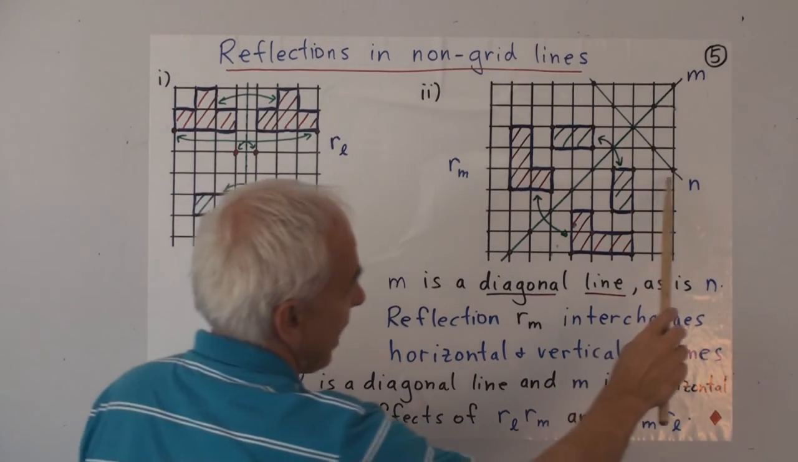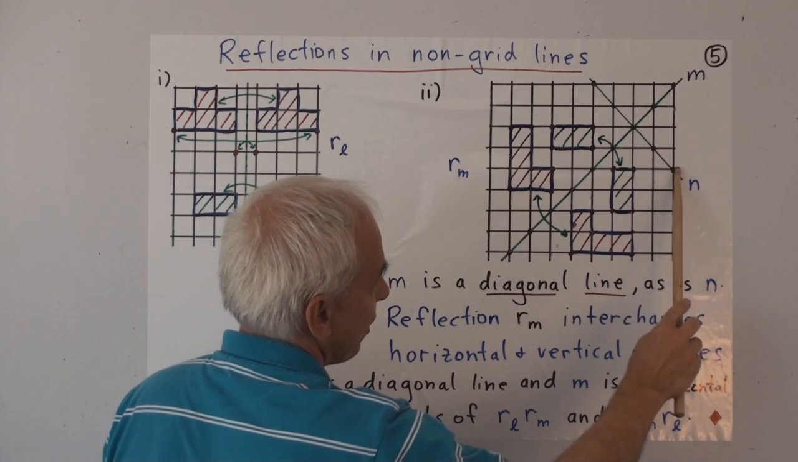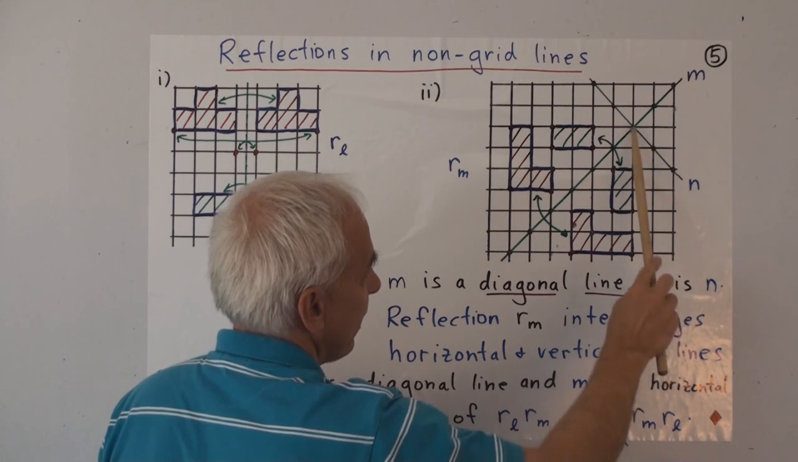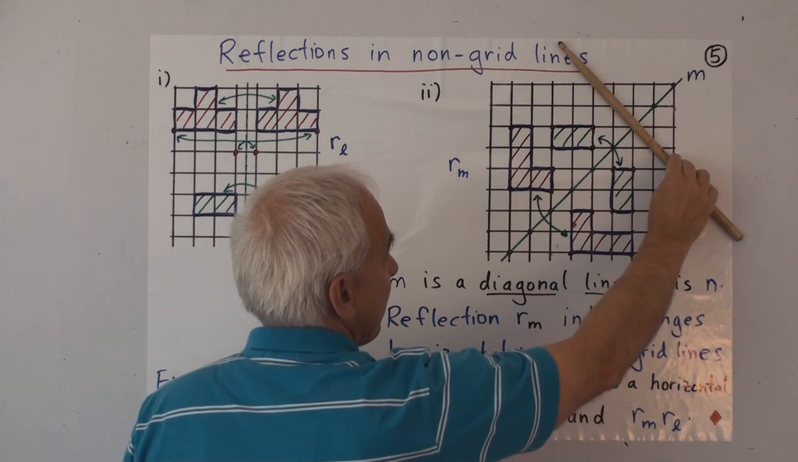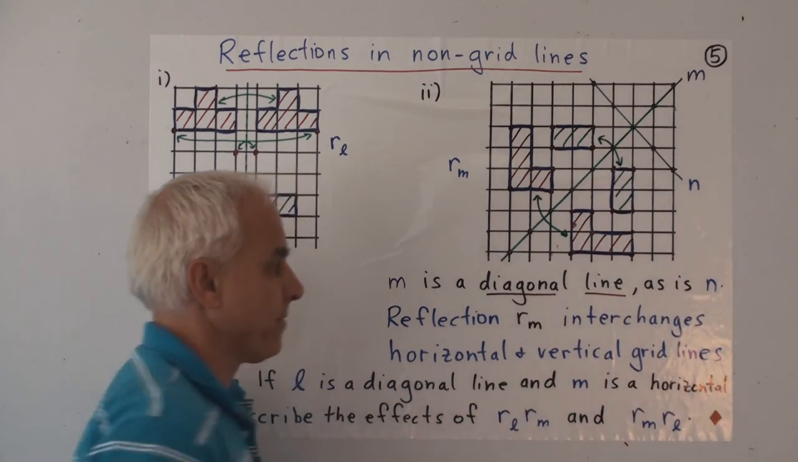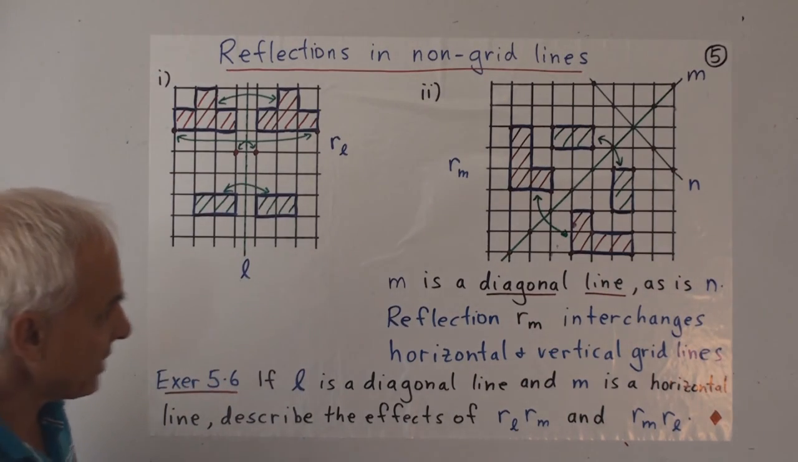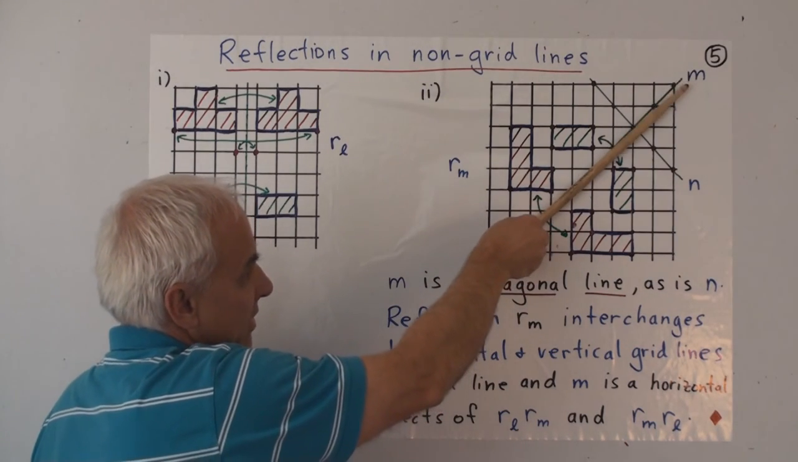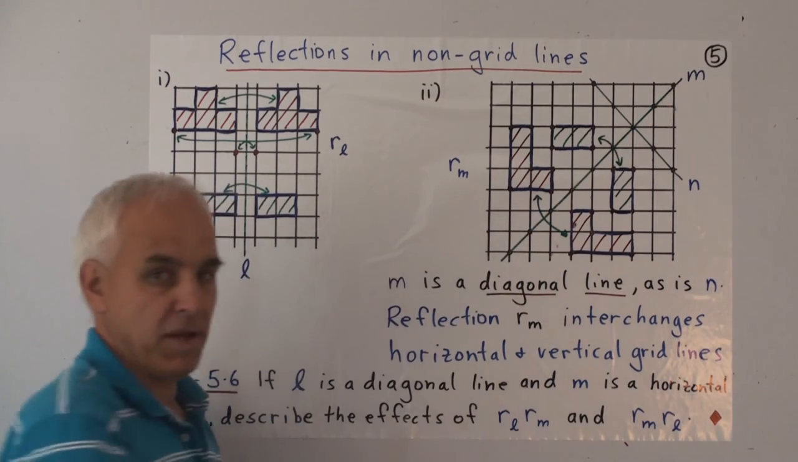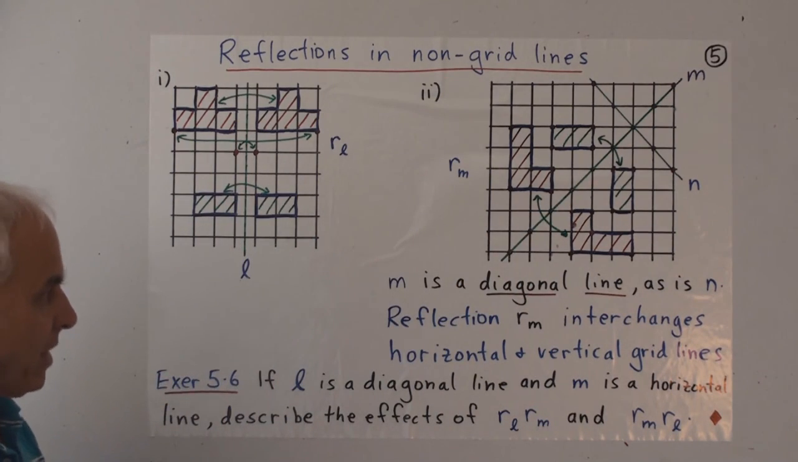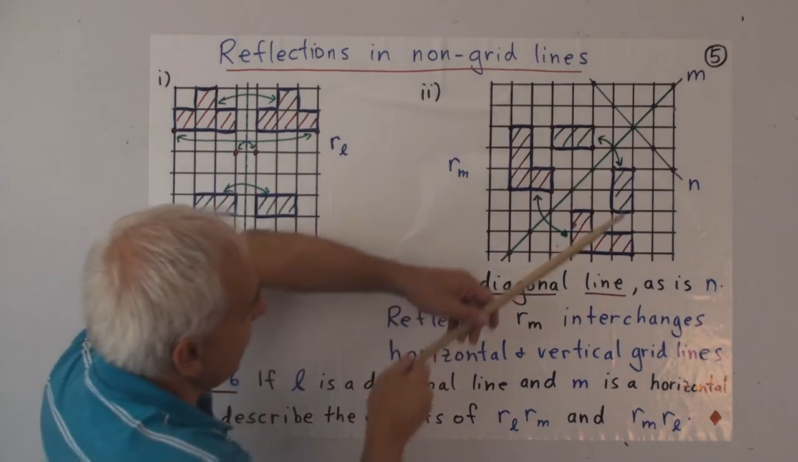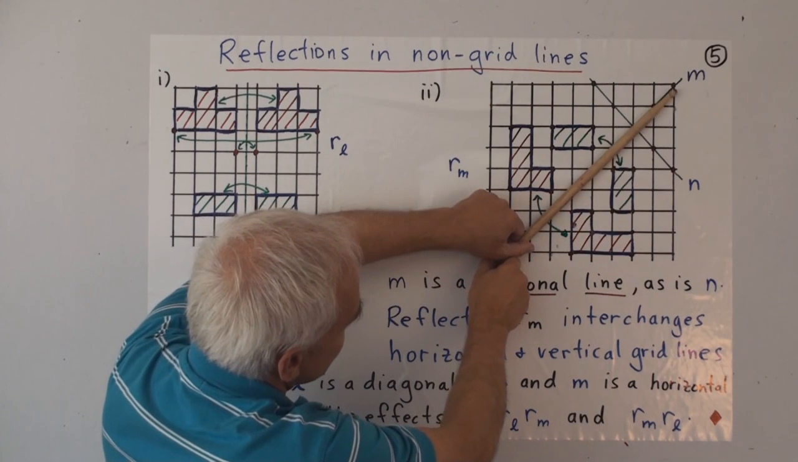We could also have gone in the other direction, so starting with this point and gone left and up, left and up. That would make that line there, which is called N. So let's talk about reflection in this diagonal line M. What does it mean? Does it make sense? Well, actually it does make sense. So let's have a look.